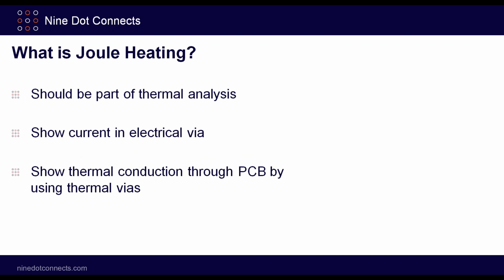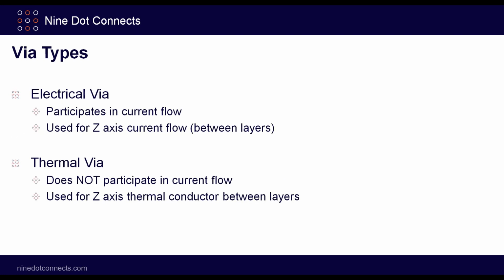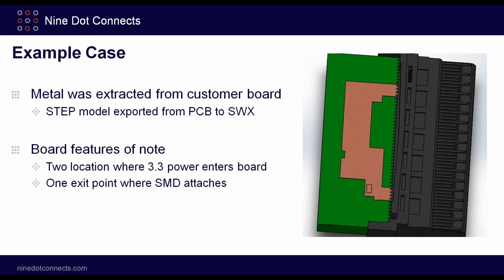You know, it's good for, as we said, the trace temperatures, but also you can look at current in electrical vias. You can look at thermal conduction through thermal vias. And you think, well, a via is a via. Well, the definition we're using here today is an electrical via participates in the current flow. So that moves the current from an upper layer to a lower layer or vice versa. A thermal via moves heat in the same direction. So sometimes you need thermal vias, sometimes you need electrical, and you're asked, well, how many do I need of each? Well, the nice thing is with this tool, you can determine that.